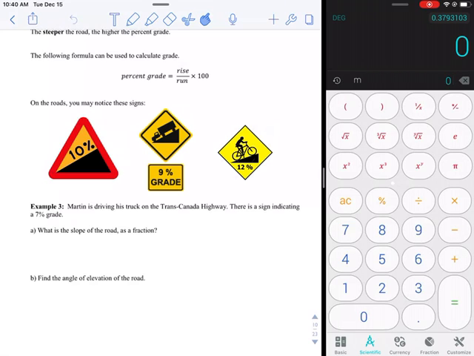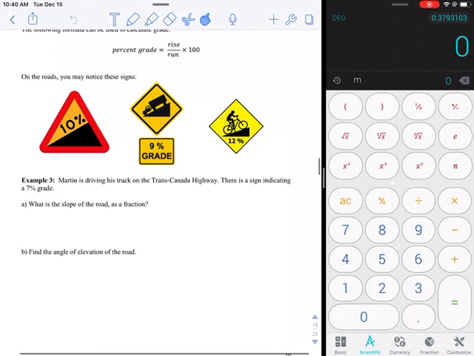The following formula can be used to calculate grade, and this is the same formula that you use to calculate your grade on your tests or quizzes. You take what you got divided by the total amount of the test and multiply by 100. So the percent grade is the rise over the run. So it's a 7% grade.